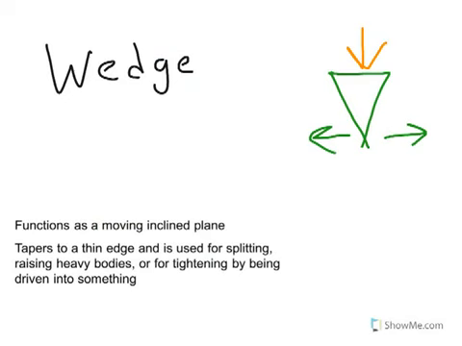The next topic to come across is our wedge. It is yet another simple machine. It functions as a moving inclined plane. So that you also know, it tapers to a thin edge and it's used for splitting, raising heavy bodies, or for tightening by being driven into something. You typically see these as axes to split wood.